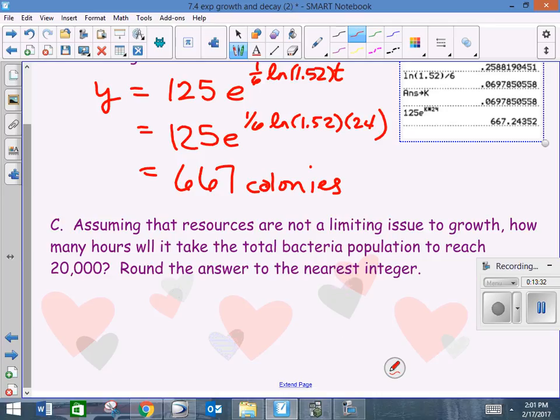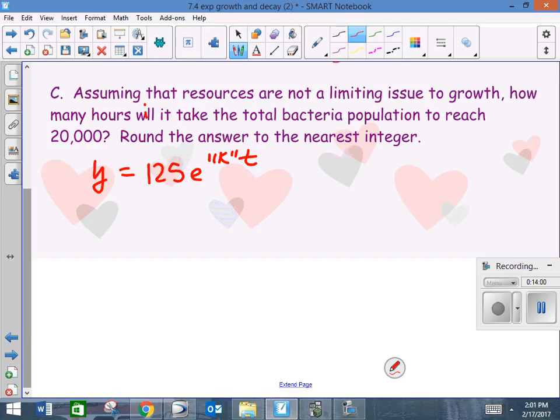What does that even mean? Like eventually the petri dish is going to get full, and then they won't grow the same way. But we're assuming that's not an issue. How many hours will it take for the total bacteria population to reach 20,000? So again, we're working on this. I'm just going to put K here. Where does the 20,000 go? Y. Okay. Go ahead and solve it.